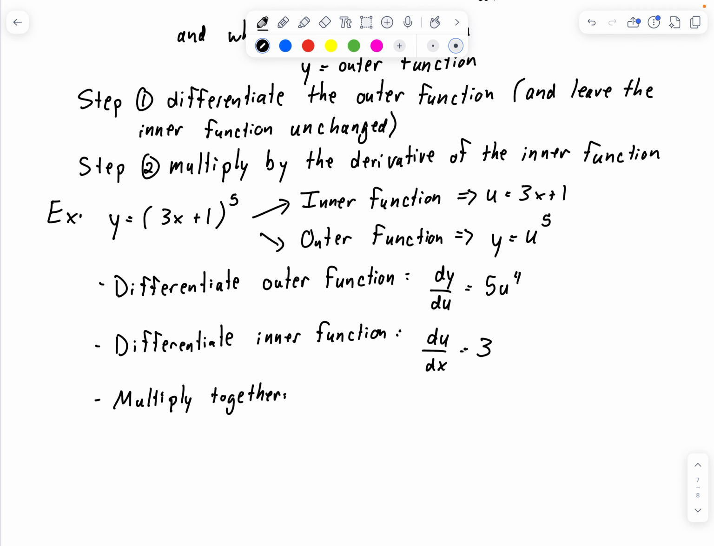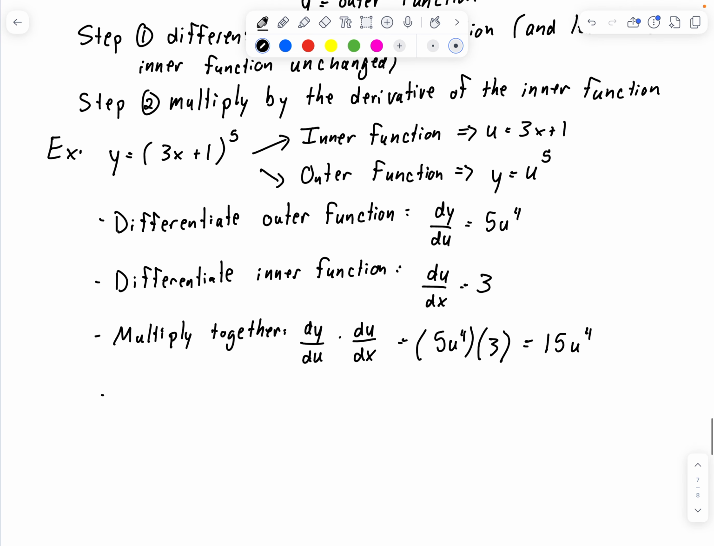So here we are multiplying together dy by du and du by dx. And we just found both of those expressions, and so we can multiply those together. We have here 5u to the fourth, which is dy by du, and du by dx is simply 3. So multiplying those together, we have 15 times u raised to the fourth.